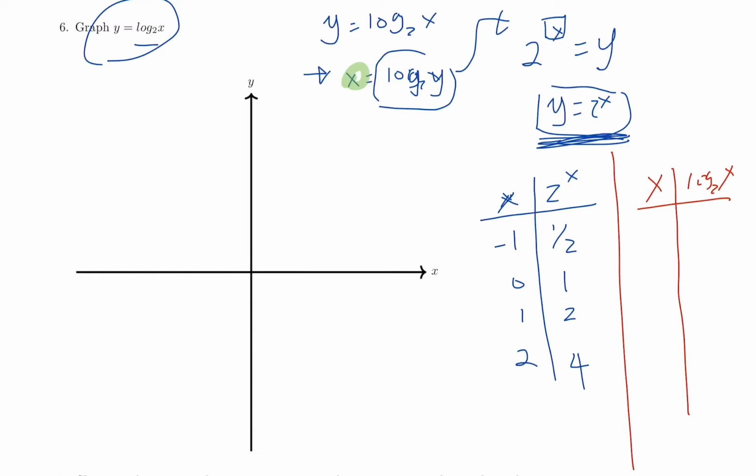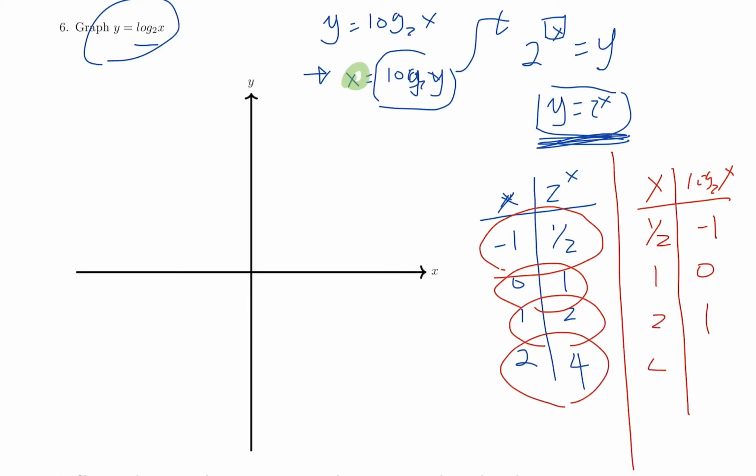Now it's the inverse, so we're going to use the same points. We're going to switch their places because we flip domain and range in the inverse function. So when x is half, it will be -1. Looking at this, 1, 0, 2, 1, 4, 2.